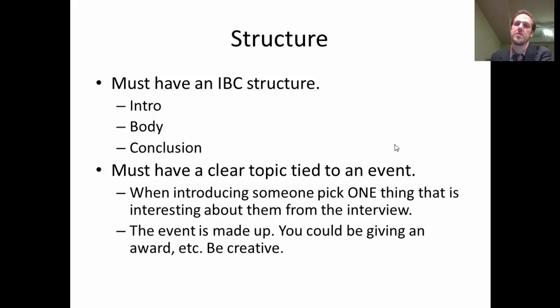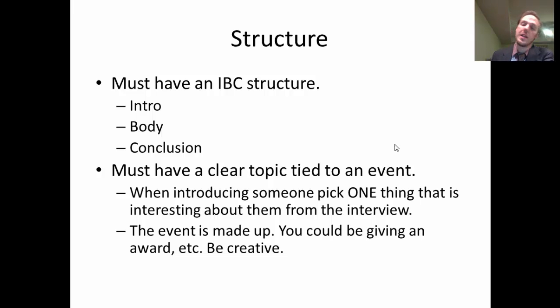So the structure of the speech is really important. I'm going to cover this in the next video, but it must have an IBC structure, which stands for Introduction, Body, and Conclusion, not the root beer. If you bring IBC root beer onto your speech and say, here's my IBC, no. Introduction, Body, Conclusion, right? We'll go over what these mean, but basically the introduction is introducing the speaker to the person. So, hi, my name is blank, and today I'll be introducing you to whoever you're interviewing.